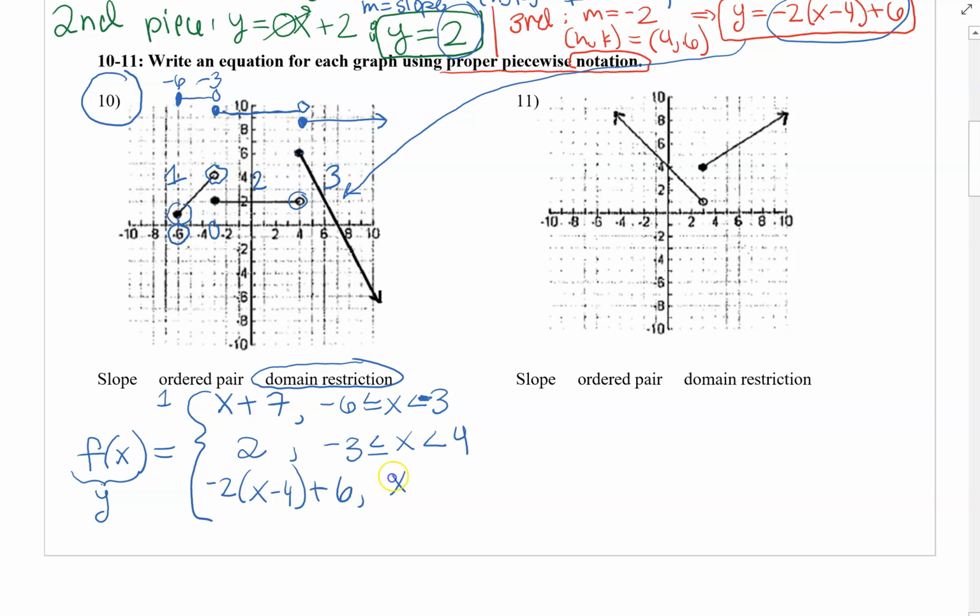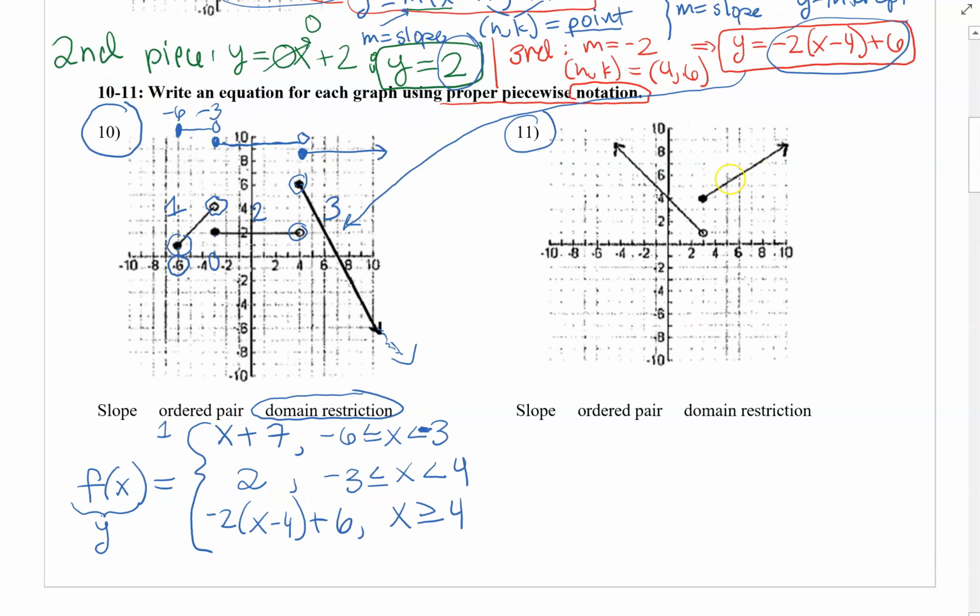So then I would say x is greater than or equal to 4. I include the equal sign since there was a solid dot, and it just goes forever greater since there's an arrow at the end, meaning it's going to extend indefinitely to the right and going down. So this here is how we would write the equation for this function. Now we're going to try that again in number 11.